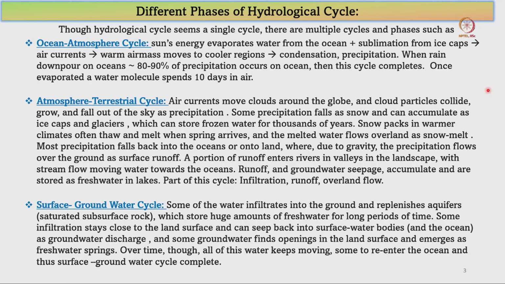So, this movement of water from the surface water to the groundwater and back into the system continues. Again, the river water will go into the ocean, and the ocean will start evaporation and all that, but this is a smaller cycle, that is the surface water and the groundwater cycle.